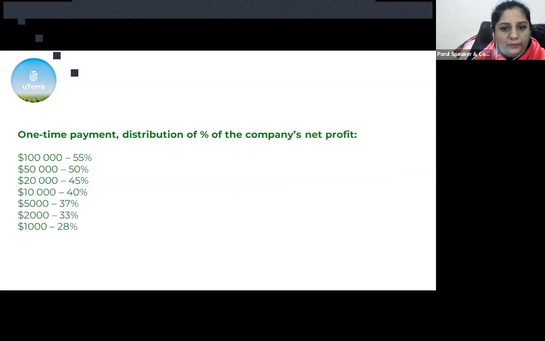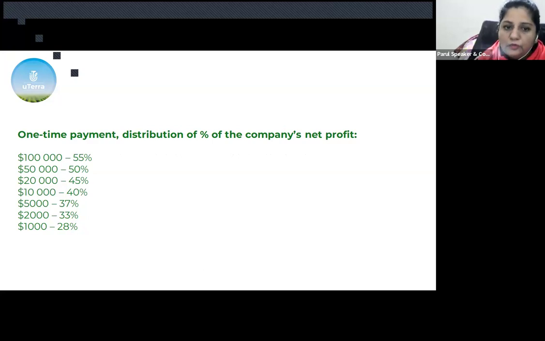For the one-time payment, the distribution of the percent of the company's net profit works like this: if you take a $1,000 package, you will have 28% of the company's net profit. If you buy a $2,000 package, you will have 33% of the company's net profit. It is different for every package.